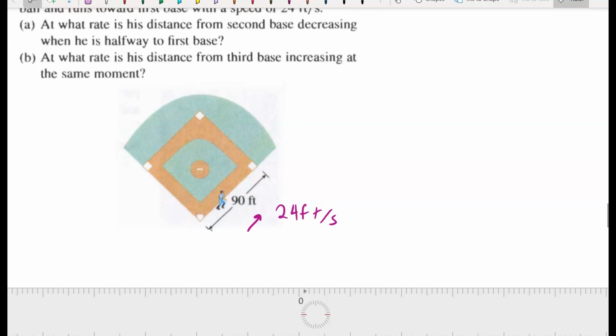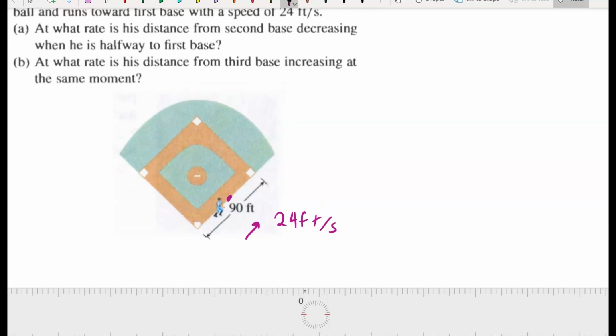So if he's halfway to first base, that means he's right here, and the distance from him to first base should be 45, because that's half of 90. And I want to know how fast his distance to second base is decreasing right here. So I'm looking for the rate of change of that side right there.